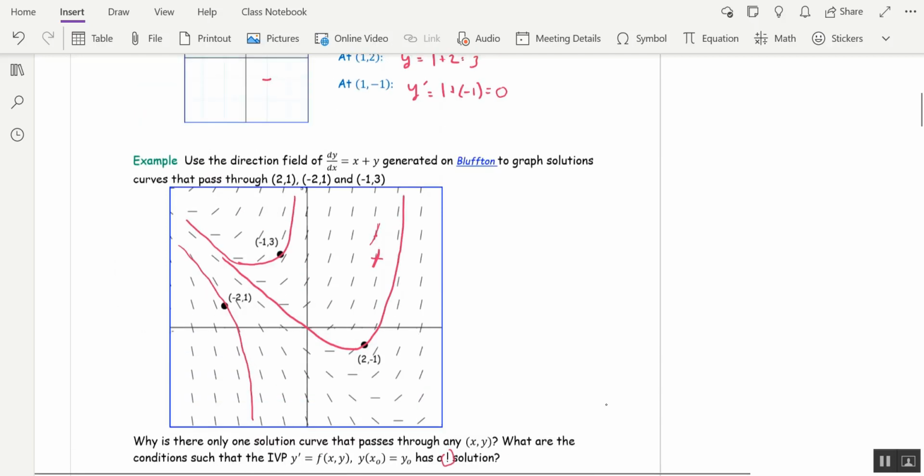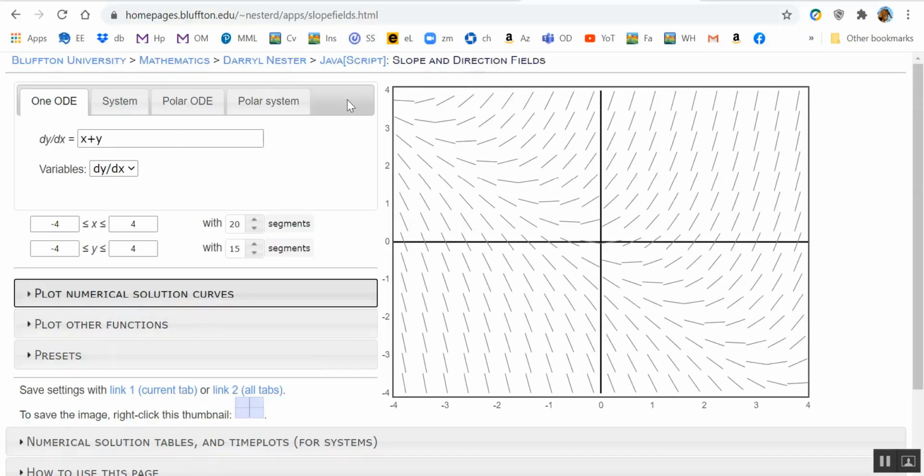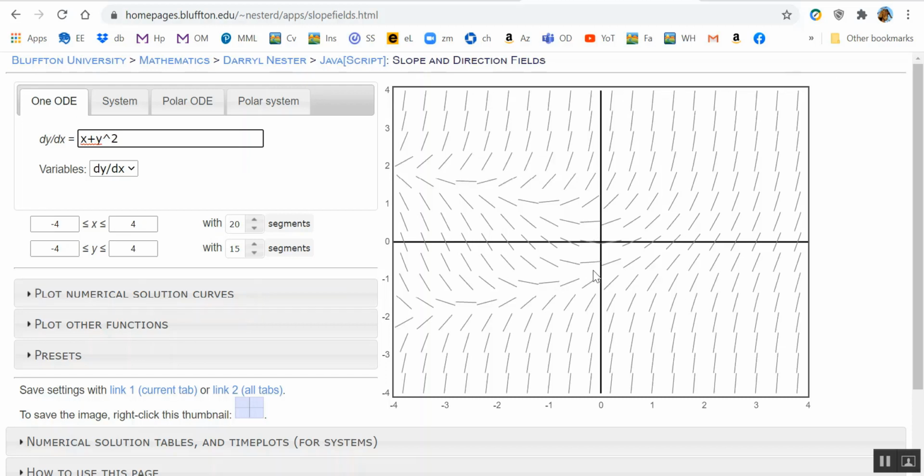Now let me jump to the technology and show you how this works. You don't need the link address. You could just Google Bluffton differential equations and you're going to come up with it. This is what the site looks like. On the first tab, it will say 1 ODE, and that's what you want. Actually, the default equation is x plus y, which is the one we're looking at. But you could change that to y squared, and you can see that the direction field changes. Let me change it back to x plus y.